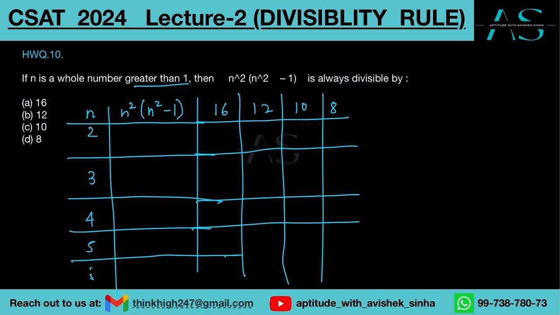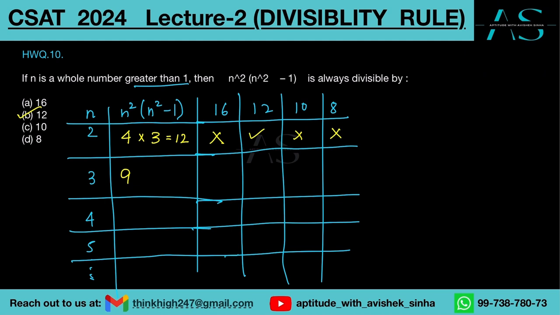Alright, let's be quick. Now, if you put n as 2, so this is 2 square, 4 into 4 minus 1, which is 4 into 3. Is it divisible by 16? 4 into 3 is simply 12. Is it divisible by 16? No. Is it divisible by 12? Yes. Is it divisible by 10? No. Is it divisible by 8? No. We have got our answer in step number 1 only, that is 12. But if you want to check further, you can always check.